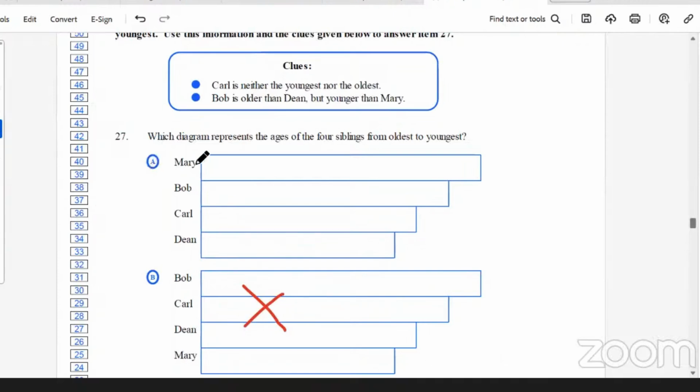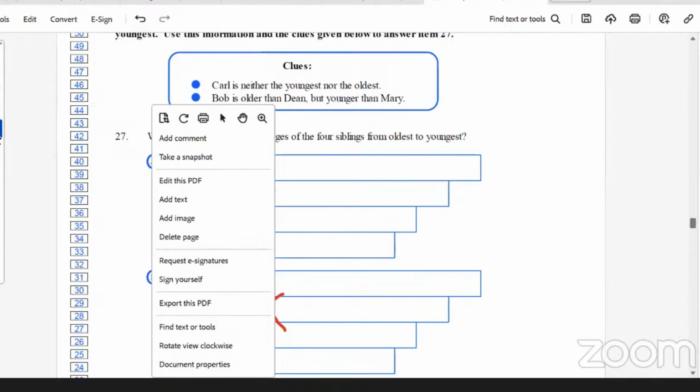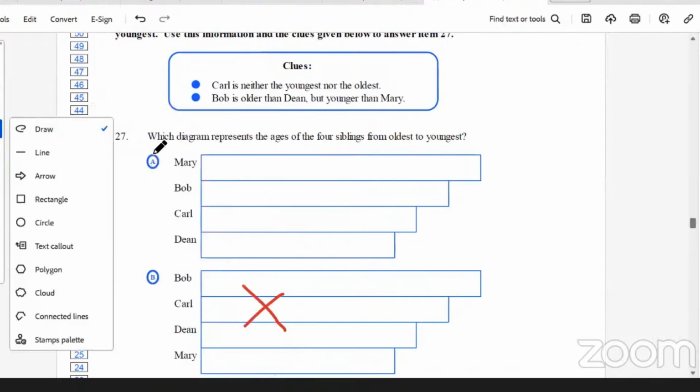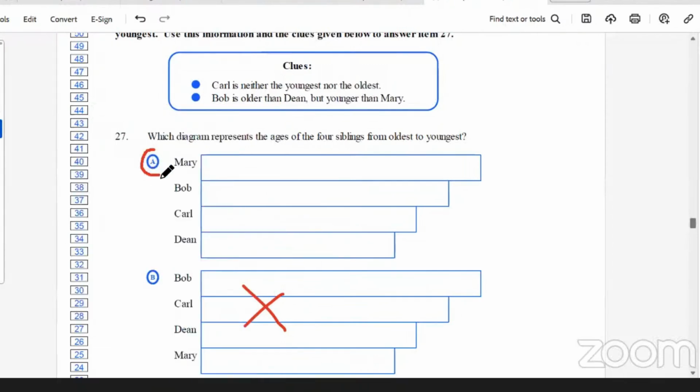So the answer, let us look at the information. Carl is neither the youngest nor the oldest, so he's somewhere in the middle. Bob is older than Dean. This shows Bob being older than Dean, but Bob is also younger than Mary, and of course it shows that Bob is younger than Mary, so the answer would be A. That one shows the ages from oldest to youngest.